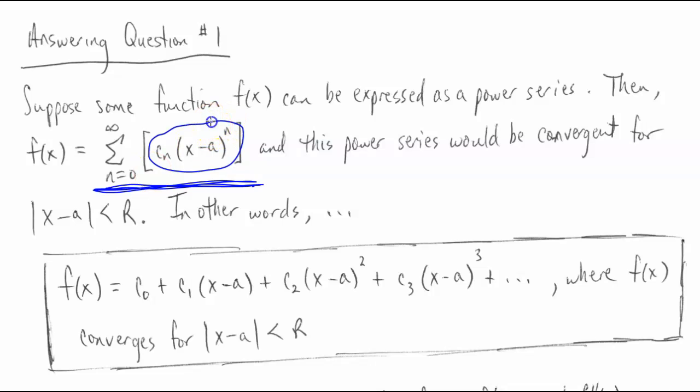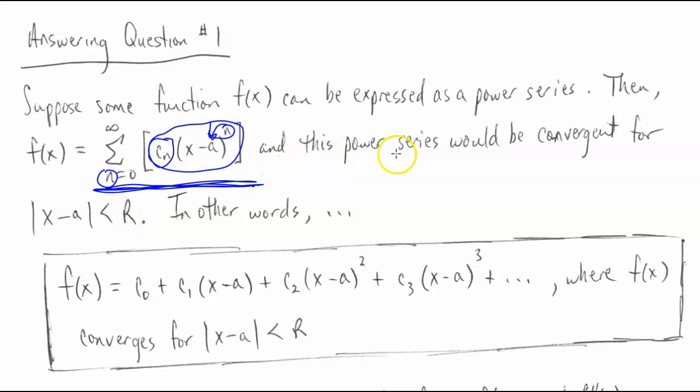a is going to be a constant that we say the power series is centered about. c sub n is going to be coefficients, and what formula you use for c sub n will depend upon what they look like. And of course, n here is the counter, counting the number of terms, which also is letting us know what is going to be the power on the x minus a here.